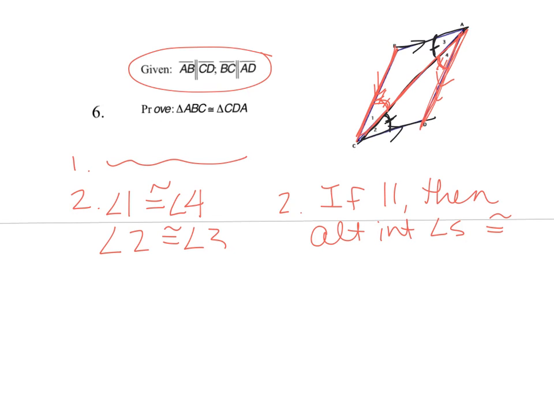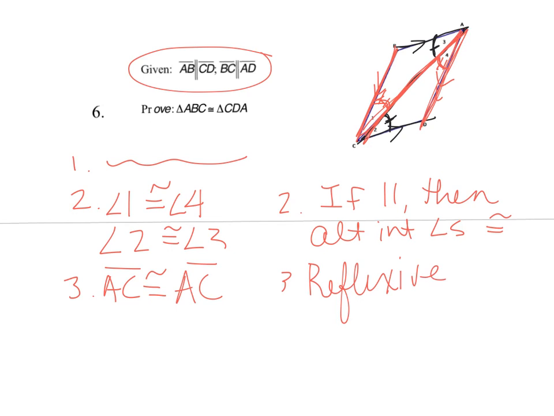Well, so now we have two angles. We need a side. And in fact, we need an included side, and that we have because of that old reflexive property. But we still have to state it. We have to state AC is congruent to itself so that we have the three pieces that we need. So that we have an angle, a side, and an angle.